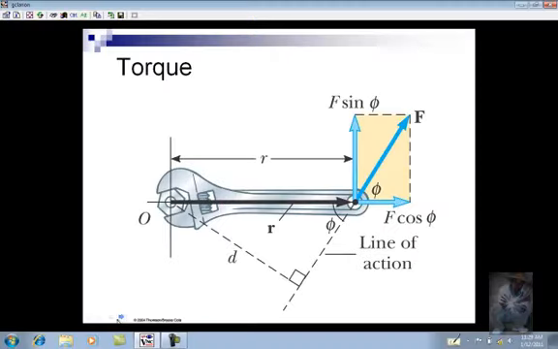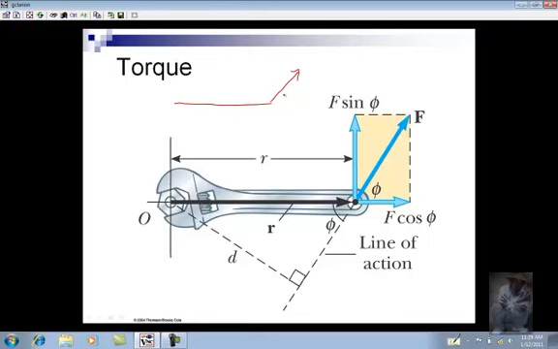I like this example of how to calculate torque. This picture is pretty straightforward if we redraw it to include just the rigid body. Now, when we do rigid bodies, they're not point masses, so there's actually a length to these things. I'm going to represent this wrench by this particular length that I have drawn there, and I've applied a force in this direction.